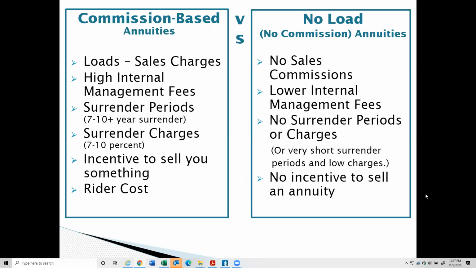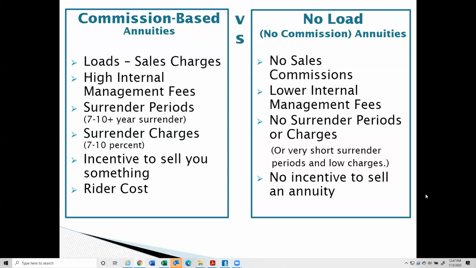You also have commission-based annuities and no-load annuities. I want you to know that anytime a Townsend Asset Management advisor talks to you about an annuity, it's going to be an RIA-based annuity or a no-load annuity. When you talk to a life insurance agent or a commission-based advisor, they may talk to you about a commission-based annuity. So what are some of the differences?